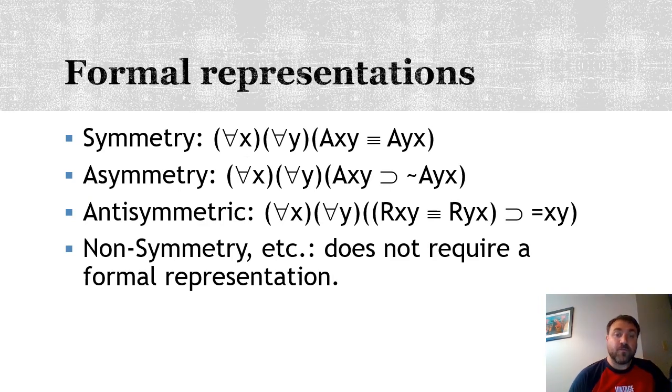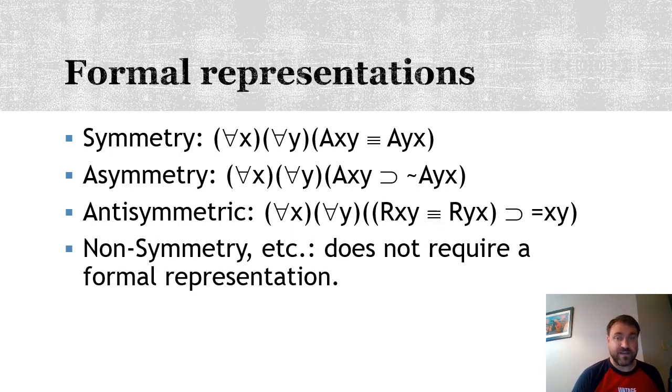And so if you want the formal representations of these things, which is really the upshot of all this, here's what they look like. Okay, for symmetry, you have for all x and for all y, x bears the A relation to y if and only if y bears the A relation to x. That's a way of putting it: if the relation goes in one direction, x related to y, then it goes the other direction, y related to x, and vice versa. Any symmetrical relation can be stated that way, where the A is the relation itself, the predicate.